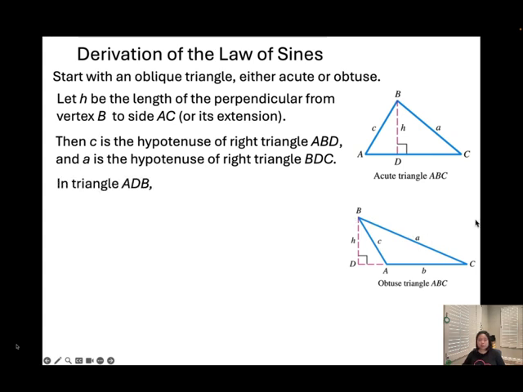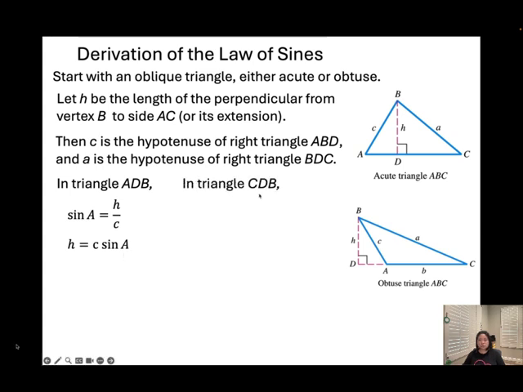Now, we only consider triangle ADB. We can state that sine of angle A is equal to opposite over hypotenuse, which is h over c. So sine A equals h over c. Same idea for this one. Sine A equals h over c. And then, if we multiply both sides by c, we get h equals c sine A.